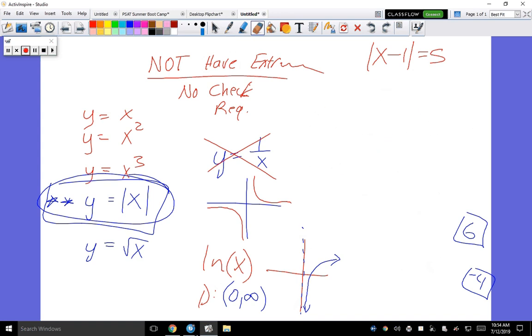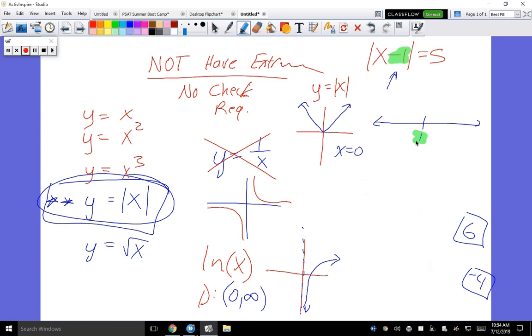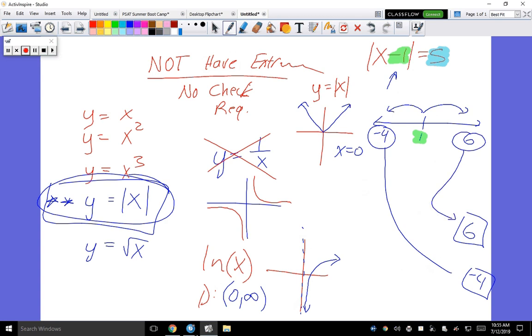I want you to solve this fast. The parent function is this. That means the center lies at 0. Where does this center lie? At 1. This is the center, and this is the jump. 6, negative 4. If you did not know that already, you can do it like that.